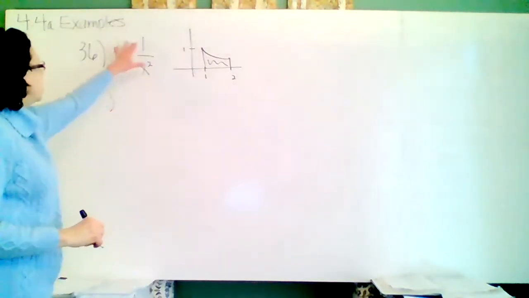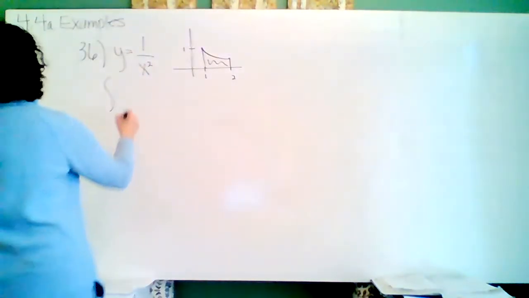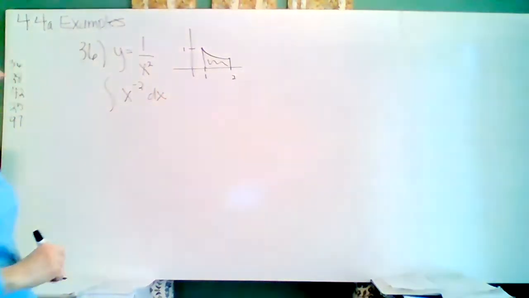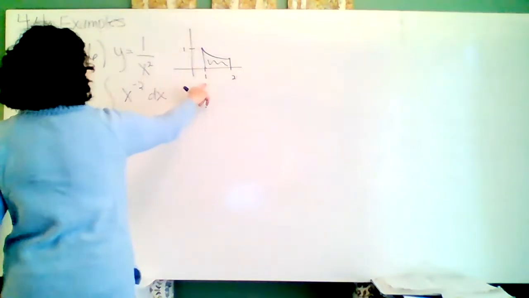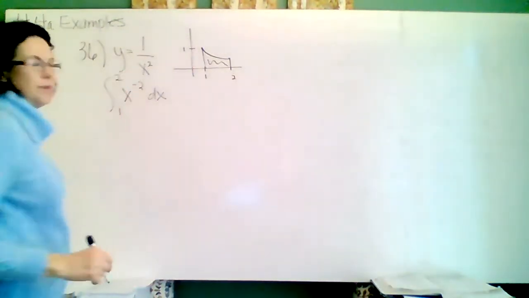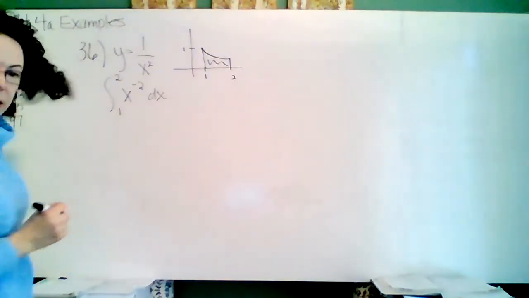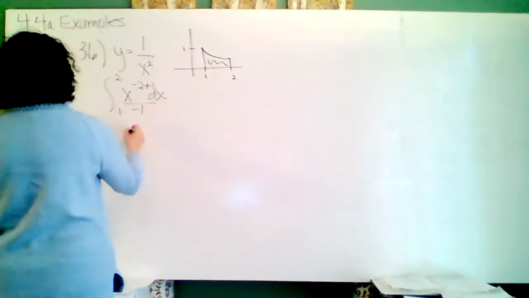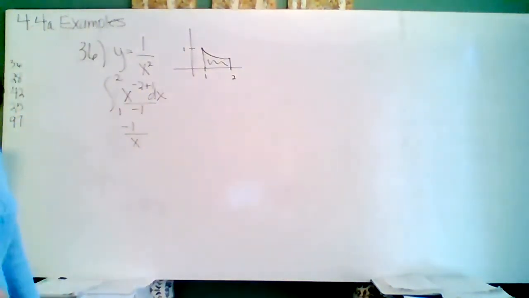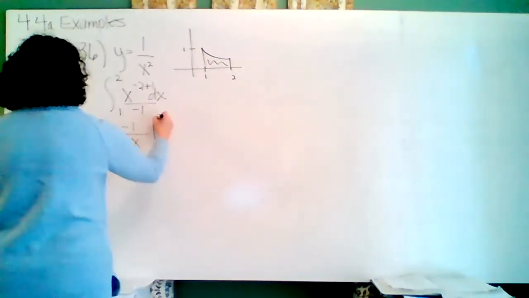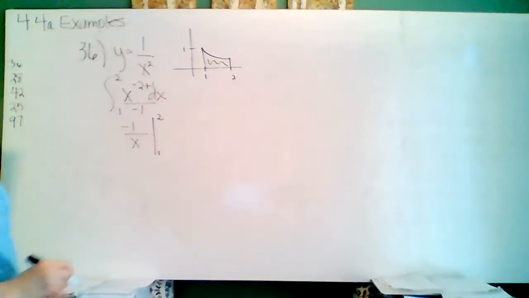Now, if it's okay with you, I'm going to write this function as x to the negative 2. They want me to integrate x to the negative 2 dx from a lower limit of 1 to an upper limit of 2. Okay, how do we do that? We first integrate. We add 1 to the exponent and divide by the new exponent. So I have negative 1 over x, because this is x to the negative 1. But when I have to do math, I'm better with positive exponents, from 1 to 2.